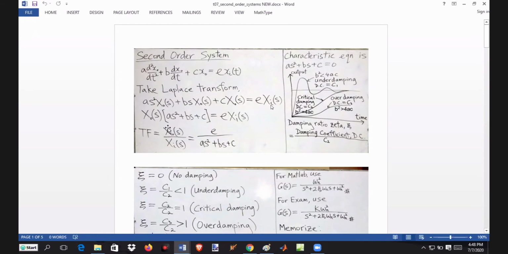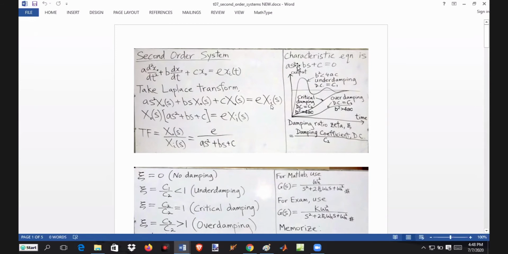After you take Laplace transform, you can get the transfer function E over something something. The bottom part is called the characteristic equation. Everybody should know the transfer function, the bottom part of it is called the characteristic equation. So you look at the characteristic equation. Some of you doing the lab, you should know that.